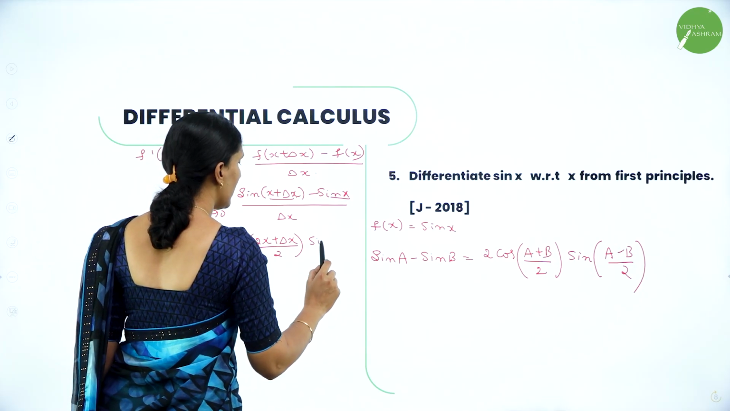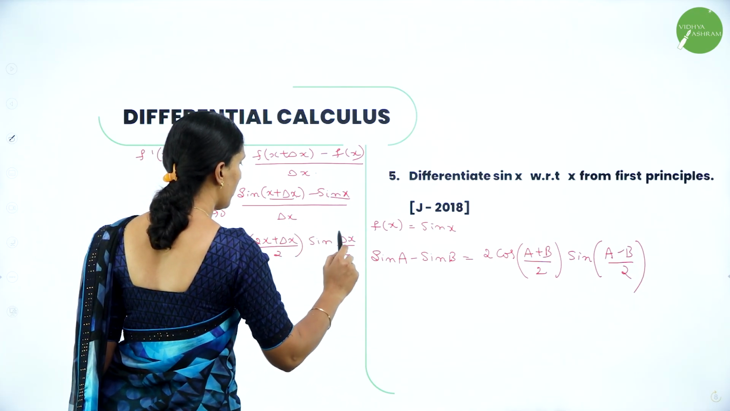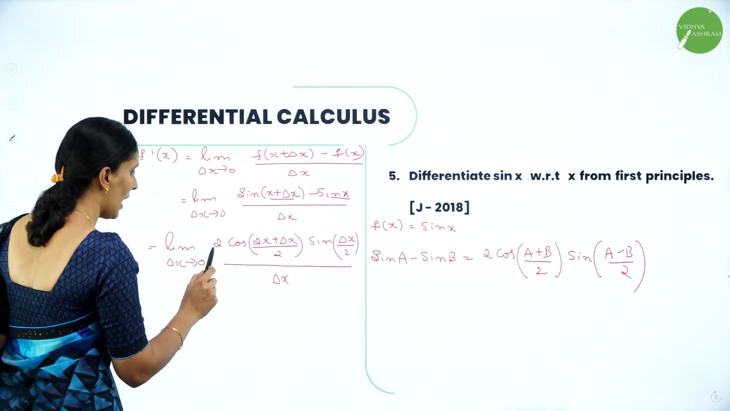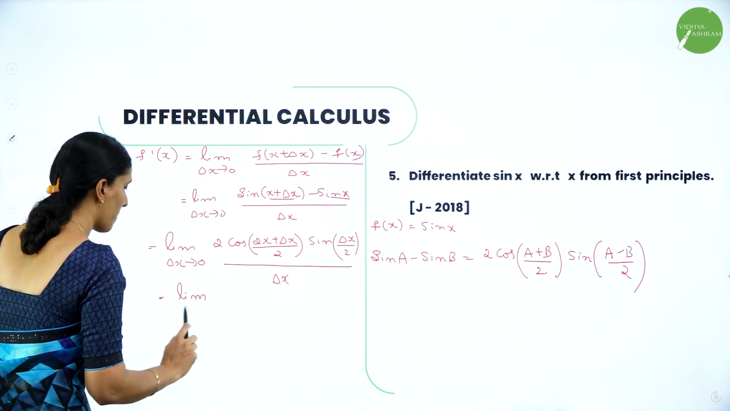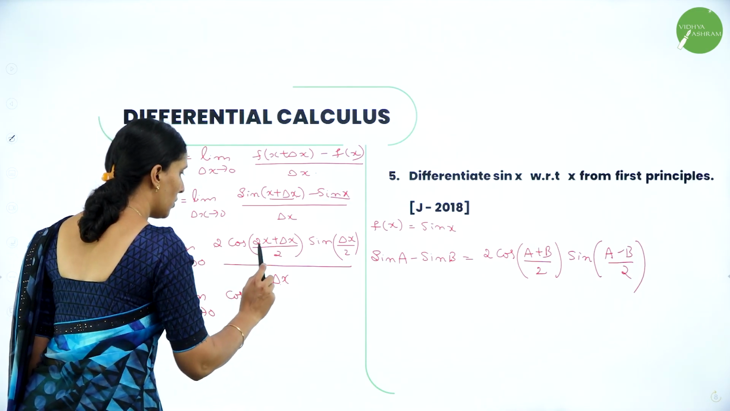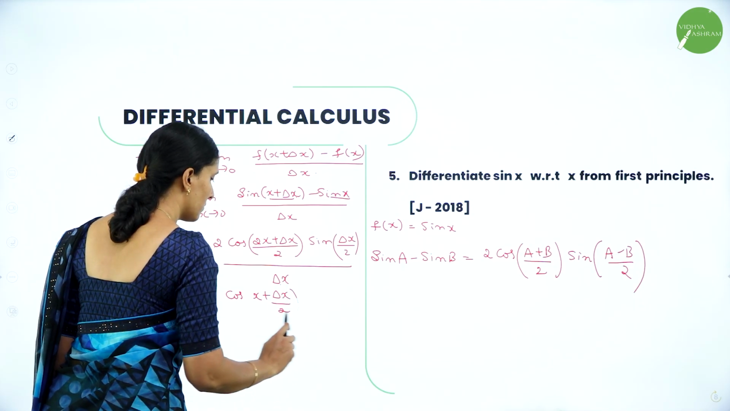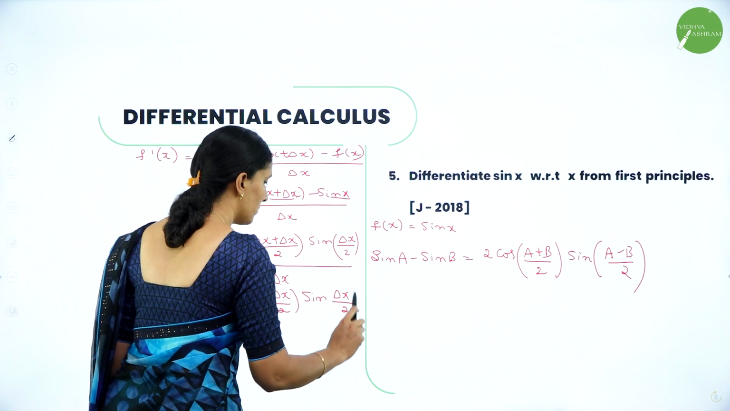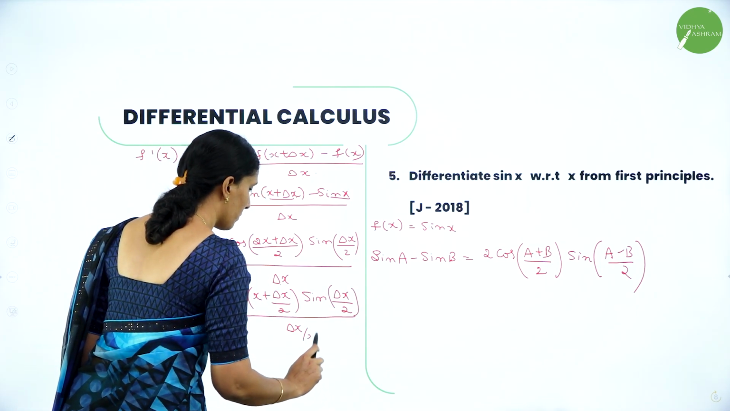And here sin(x + Δx) − sin x means we are going to get Δx by 2 whole divided by Δx. I'll shift this to here. So limit Δx tends to 0 of cos(2x + Δx) by 2, that is cos(x + Δx/2), into sin(Δx/2) whole divided by Δx/2.